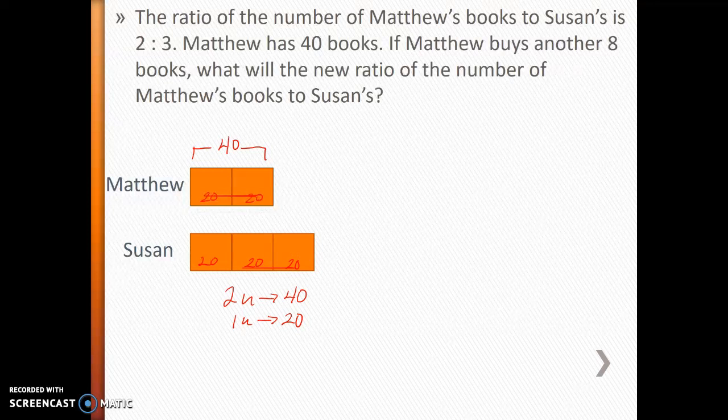Okay, so Matthew's going to buy another 8 books, right? So let's not even mark that as a unit because that would be really hard. So let's just kind of do a funky unit like this.